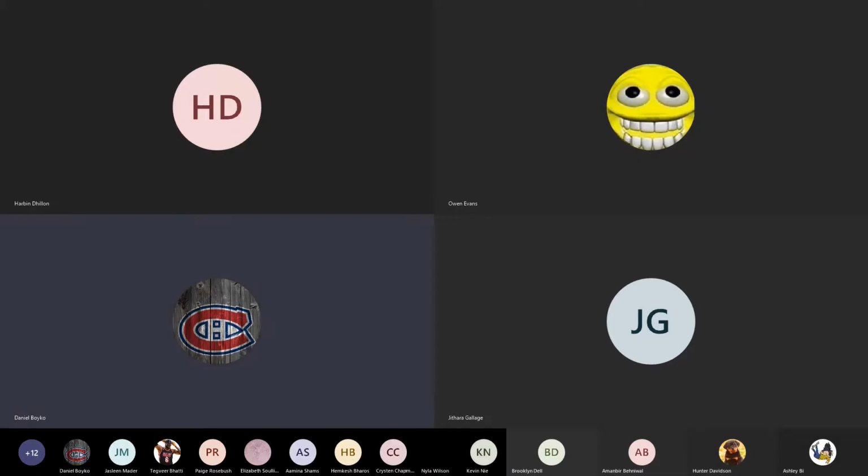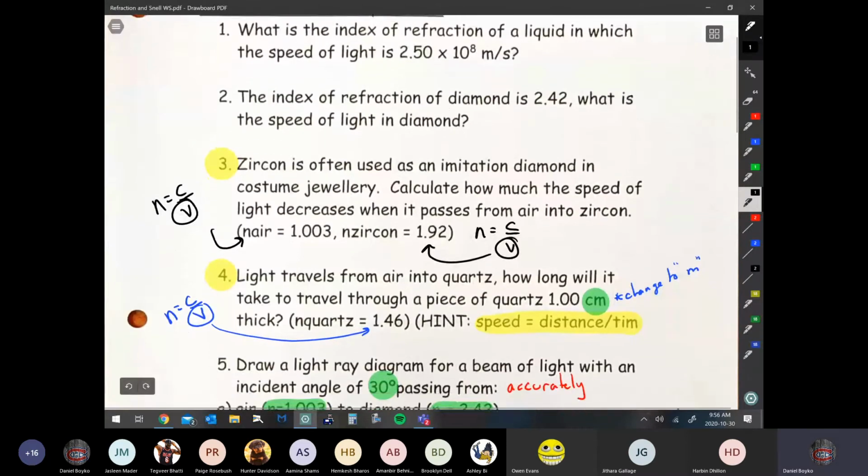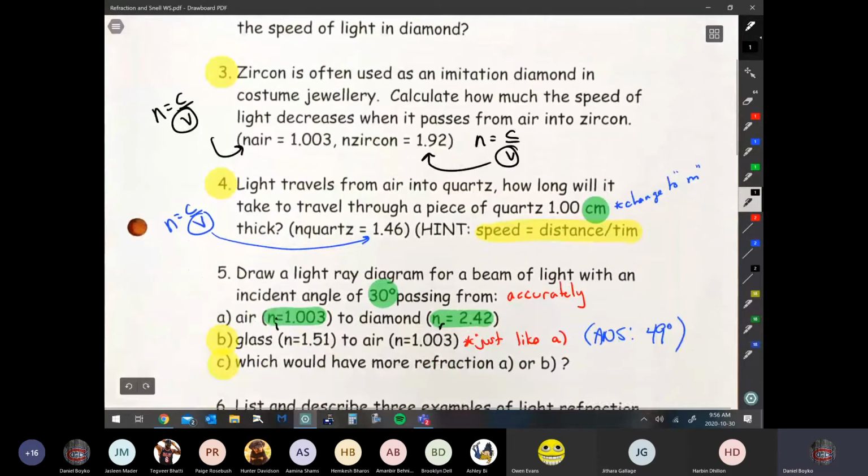All right, so what we're looking at here, the first question you guys had to do together or by yourselves was question number 3. Zircon is often used as an imitation diamond in custom jewelry. Calculate how much the speed of light decreases when it passes from air into zircon. Now what we're doing is we're assuming air is not a perfect vacuum, and therefore it has a refractive index of 1.003, very, very close to 1, but not quite. And then zircon has a refractive index of 1.92.